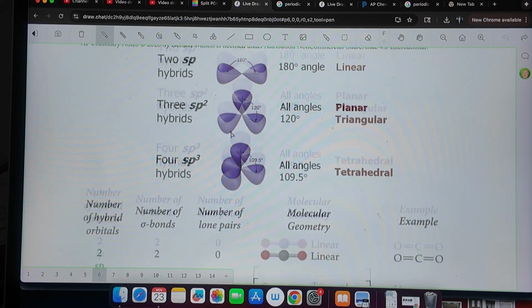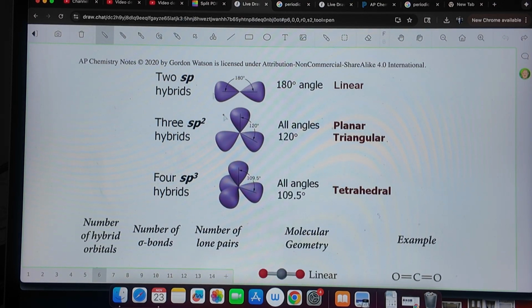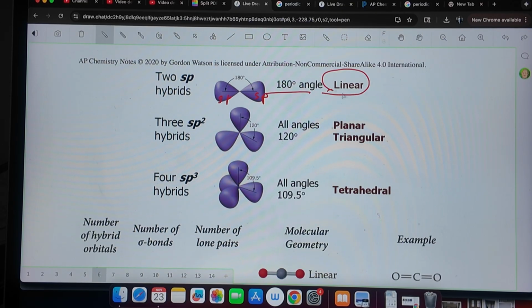Okay, here we go. Here's a good chart. If there are 2 sp hybrids, and so this is sp and this is sp, this is a 180-degree angle, straight line. It's linear, and that makes it linear. If there are 3 sp2 hybrids, that means it'll all be equal, like the Benz logo that we talked about earlier, and each one will be 120, and that's called trigonal planar.